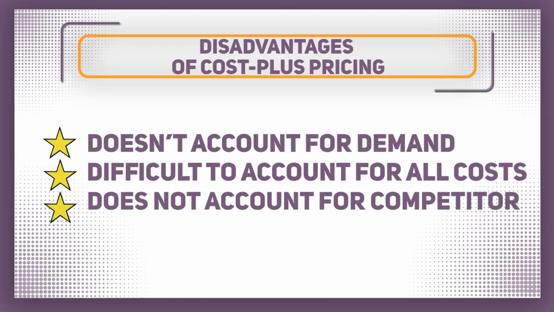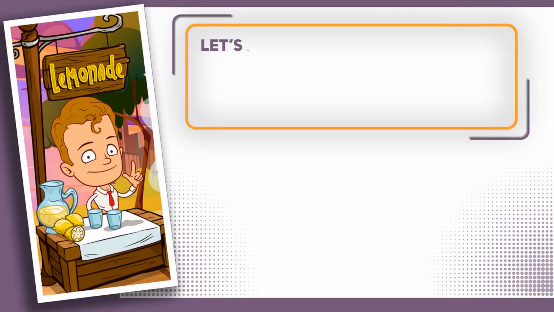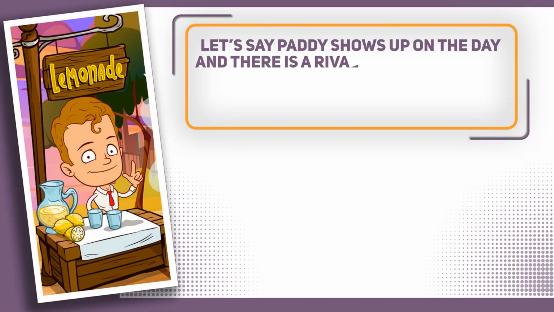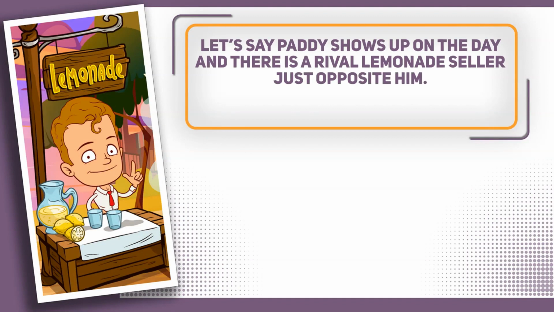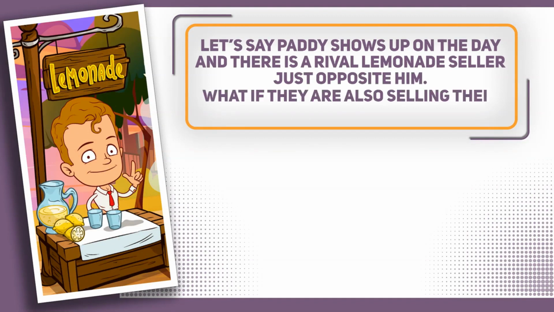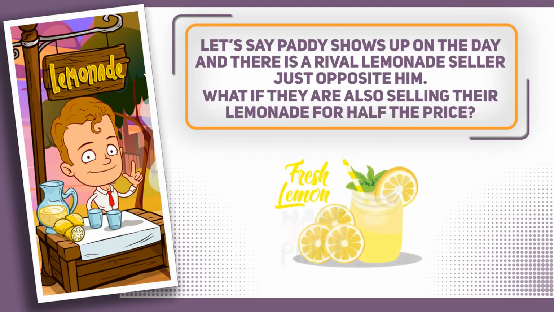Another problem with this strategy is it does not account for competitors and the price that they are charging. Let's say Paddy shows up on the day and there is a rival lemonade seller just opposite him. This is going to be a problem. But what if they are also selling their lemonade for half the price that Paddy intends to? Now cost plus pricing really isn't going to work, and Paddy is going to have a rethink.